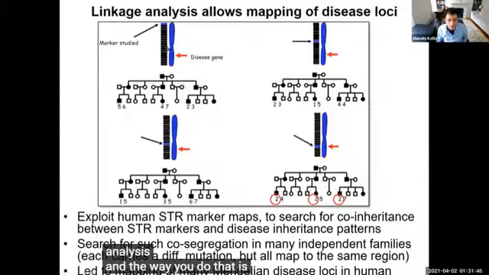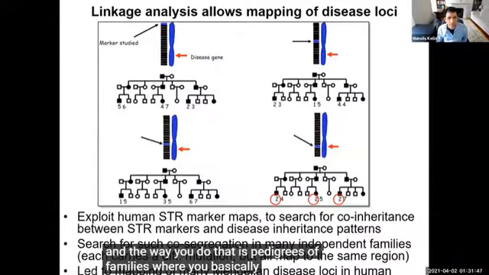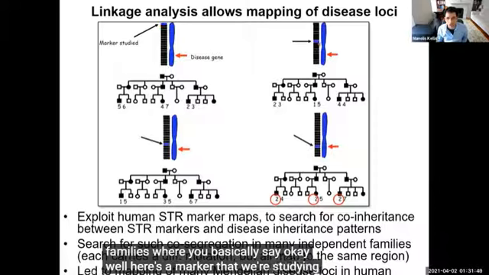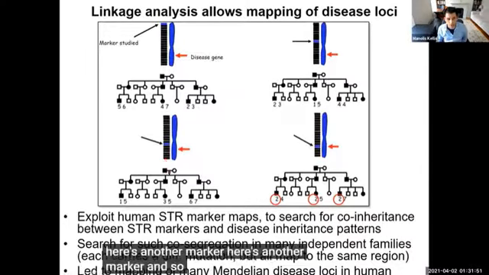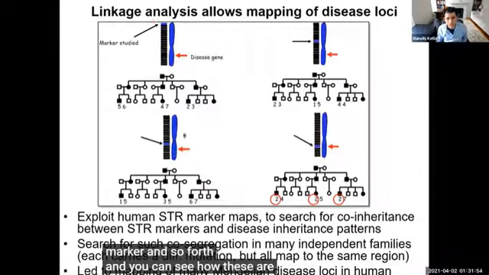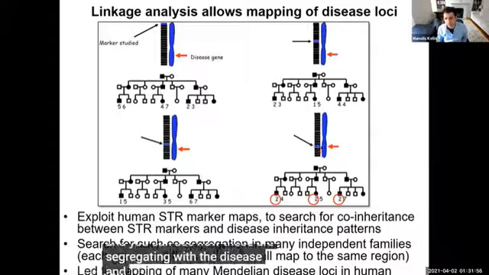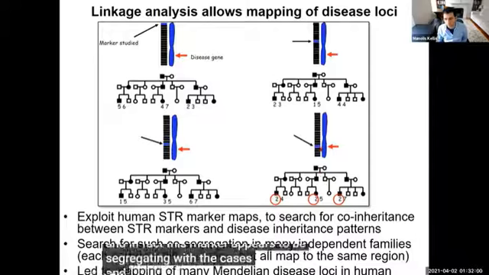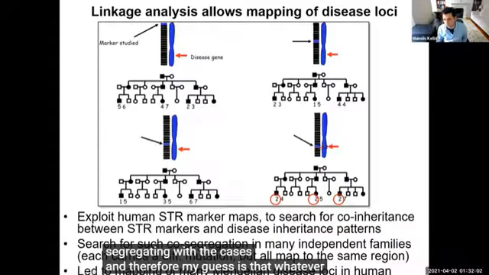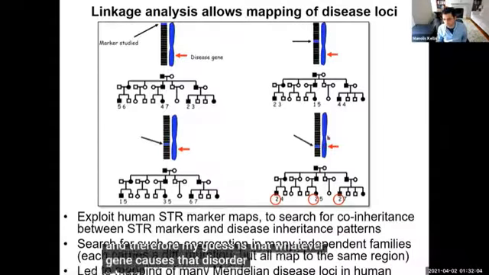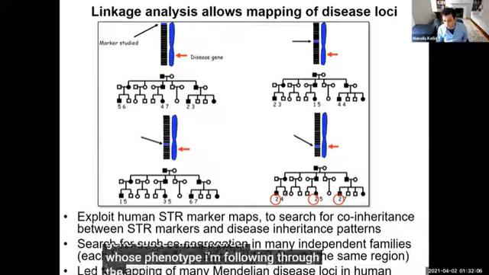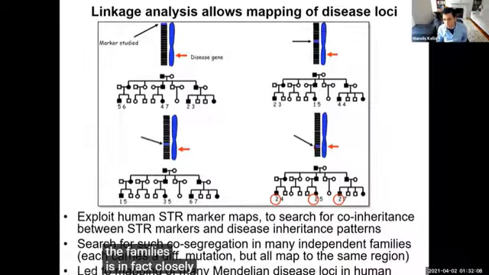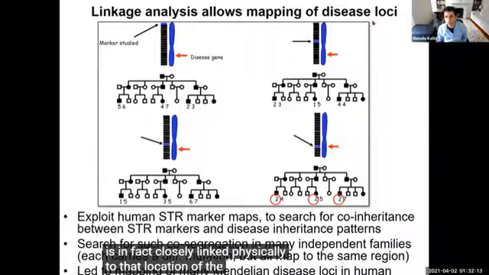And the way you do that is pedigrees of families, where you basically say, okay, well, here's a marker that we're studying, here's another marker, and so on and so forth. And you can see how these are segregating with the disease. And in fact, this marker appears to be segregating with the cases. And therefore, my guess is that whatever gene causes that disorder, whose phenotype I'm following through the families, is in fact closely linked physically to that location of the genome.